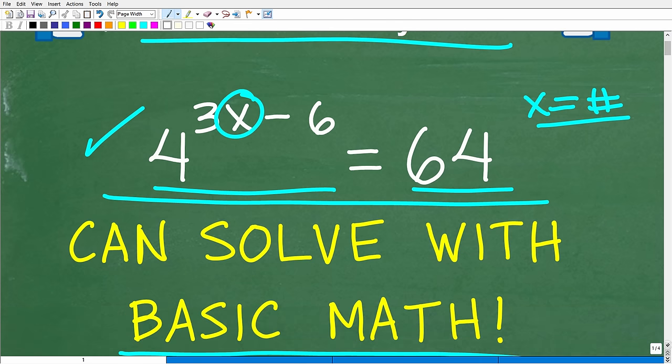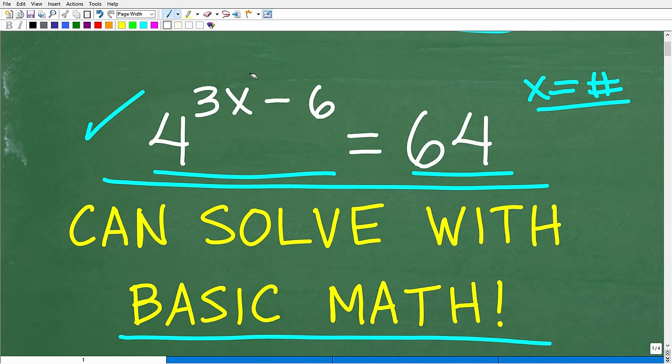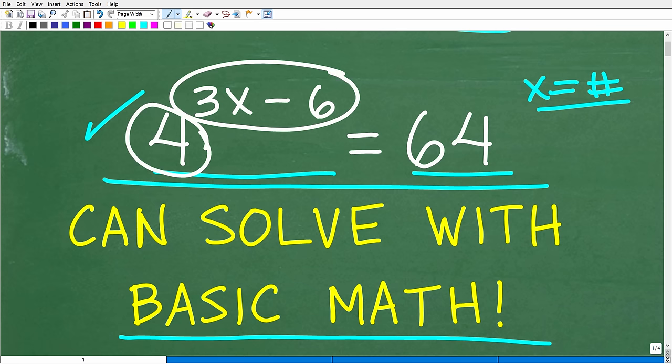Okay, so one more time before I show you the answer, we have this equation. So we have a power here, right? We have 4 to the 3x minus 6 power. So what does x have to equal? In other words, this is a number. What number does this have to be in order for this to equal 64?